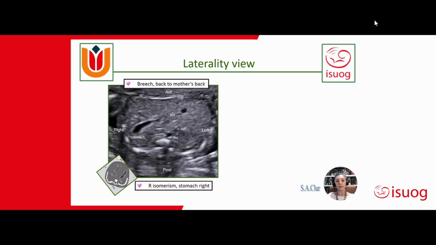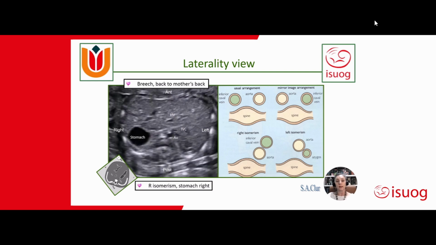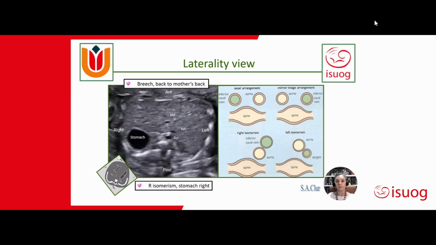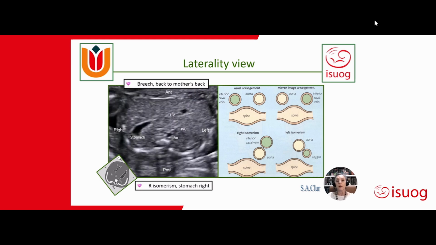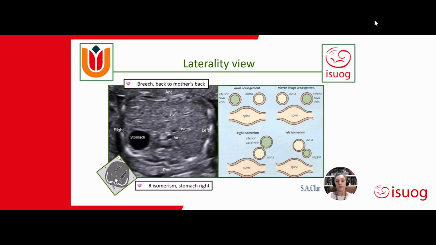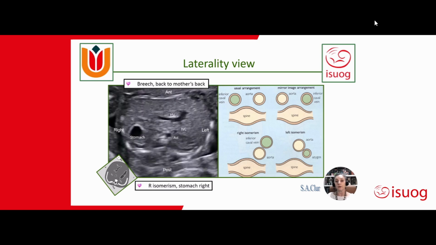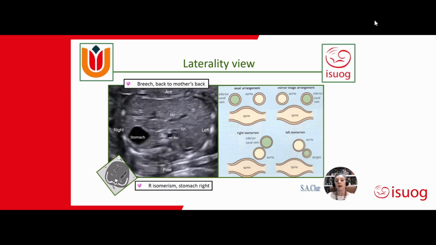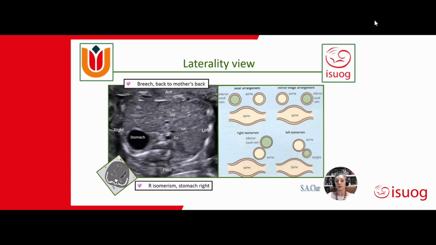How can we be sure that this is right-sided isomerism? The usual arrangement has the aorta on the left with the vena cava on the right side of the spine. Mirror image is when that situation is inverted. If we have a vena cava inferior to the left and in front of the aorta, we have right-sided isomerism. And if we do not identify a vena cava inferior, but we see a dilated azygos vein behind the aorta, that is suggestive of left atrial isomerism.